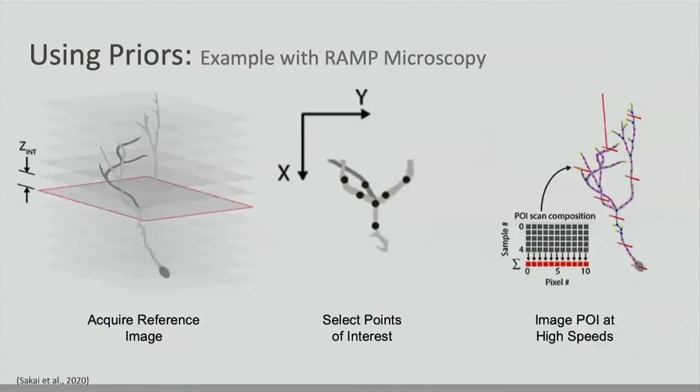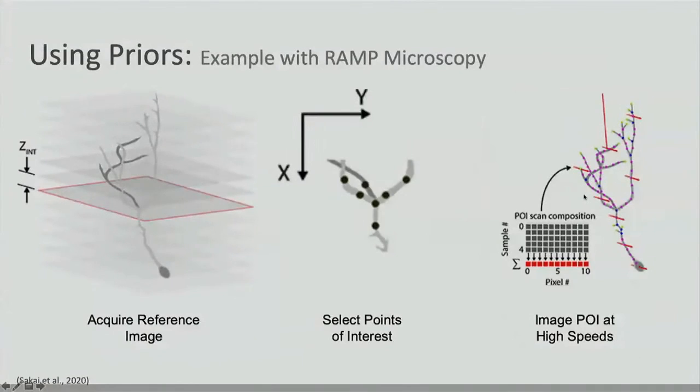So I'll use an example from our lab where we use random access multiphoton microscopy, to show kind of how this works. You first acquire a slow reference image volume, and then you find the volume contains a neuron. Then you select points of interest across the neuron's arbor that you want to measure, and then you use the random access multiphoton aspect of the microscope to only sample from those areas.